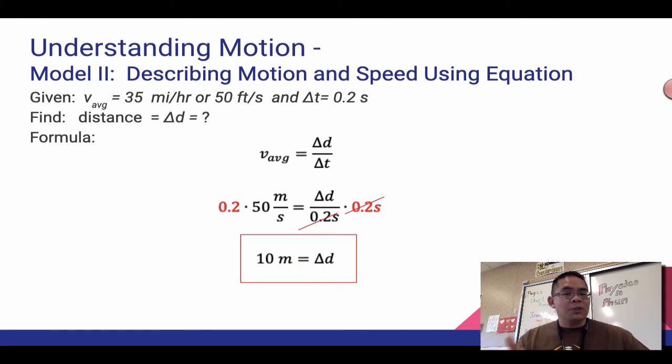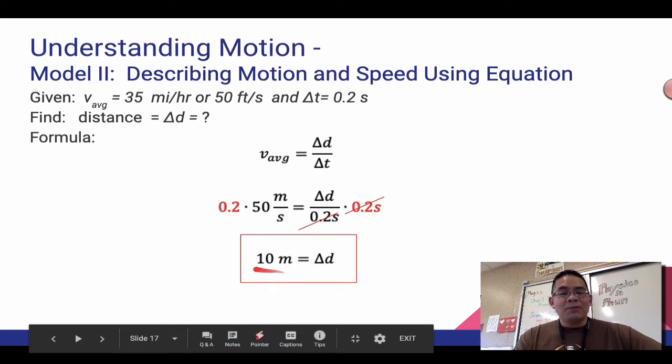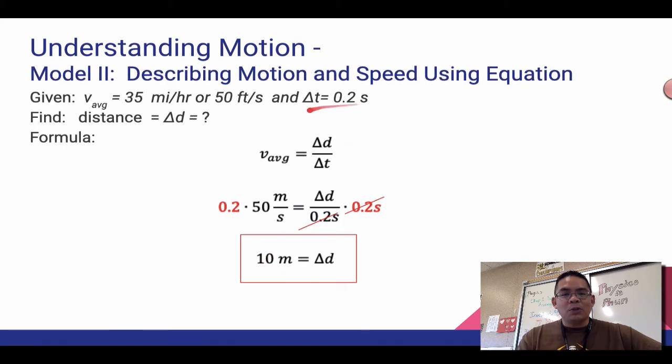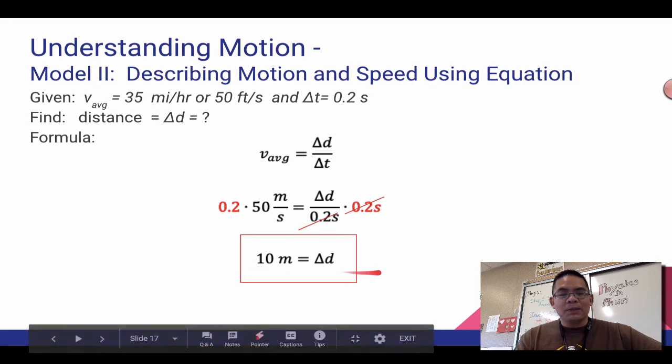So imagine that. You're just traveling 50 feet per second, which is only 35 miles an hour. But in 0.2 seconds, I've traveled 10 meters, which is a lot of distance when you think about the length of 1 meter. So it's really important that you're paying attention whenever you're driving, because even a 0.2 reaction time, which is very fast, can result in a big change in distance if you're not paying attention.